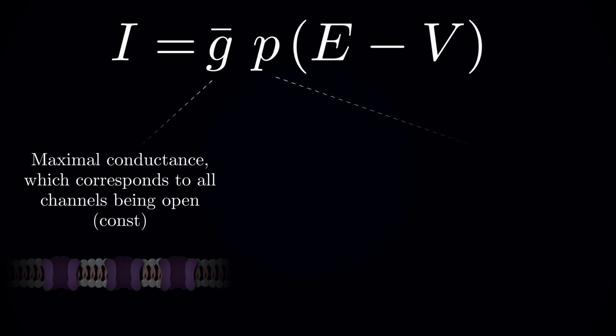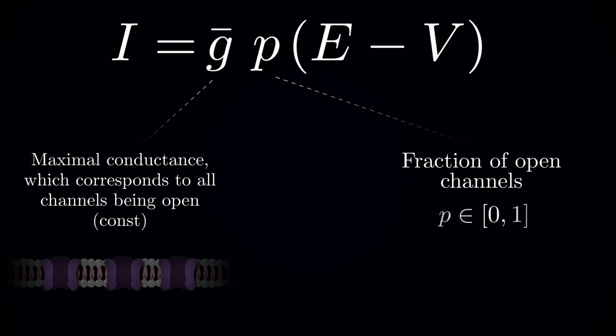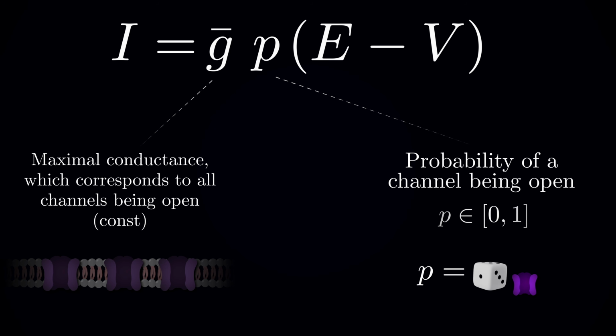The second factor, P, is a number between 0 and 1, representing the fraction of ion channels that are open at any given time, which depends on the membrane voltage. The fraction of open channels is basically the same thing as the probability that a channel is found in an open state.